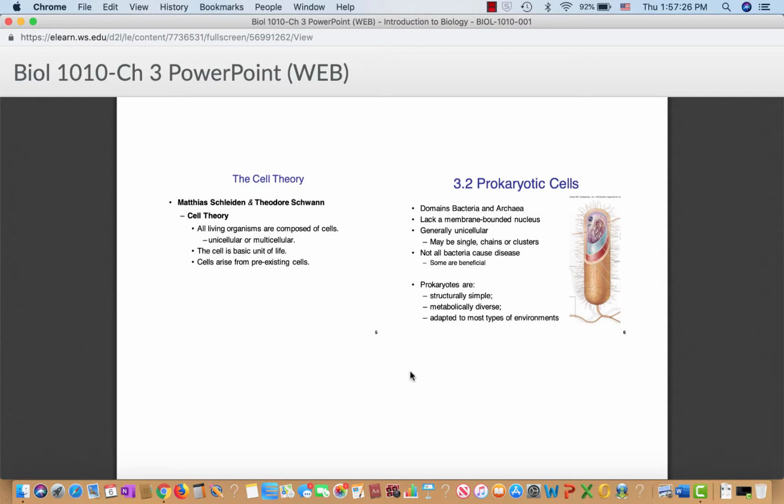So I'm not going to pronounce these properly, but I will give it a shot. Matthias Schleiden and Theodor Schwann came up with cell theory, essentially that all living organisms are composed of cells, whether they be unicellular or multicellular, that the cell is the basic unit of life, and that cells arise from pre-existing cells.